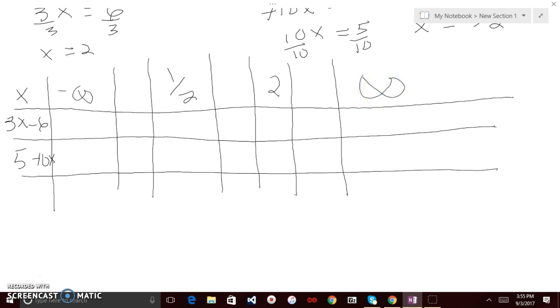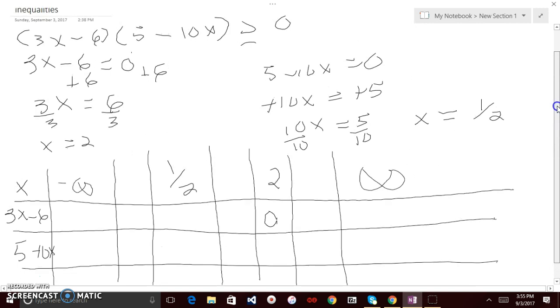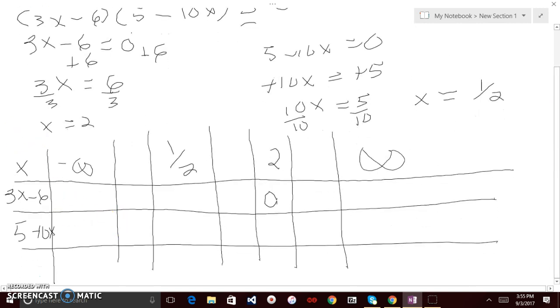So what's next is you want to plot the zeros in the right spots. What was the 0 for 3x minus 6? That was 2. You plug 2 in, you get 0. What was the 0 for 5 plus 10x? Actually, I think that was a minus 10x. Let me verify that real quick. Okay, yes, that was a minus 10x, my mistake. Let's fix that.